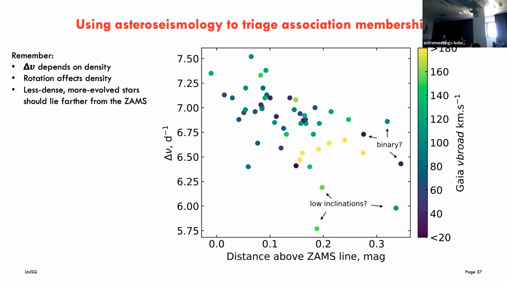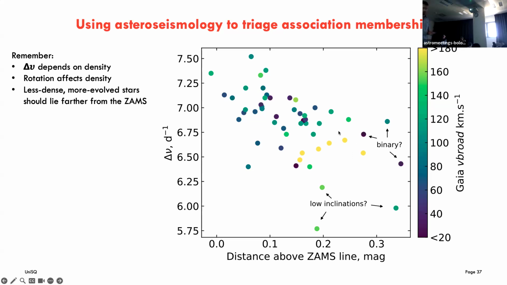So for all the pulsators, we measured delta nu from the echelle diagram if we could, and we hope to use asteroseismology to triage association membership. So on the y-axis here, we have the delta nu. On the x-axis, we have the distance above that ZAMS line, and in color here, we have rotation rate. So delta nu depends on density, right? So as stars rotate more quickly, their delta nu goes down, and they move up in the diagram, so they are further from the ZAMS line. So you expect that the more rapid rotators will be found in the lower right, and indeed they are.